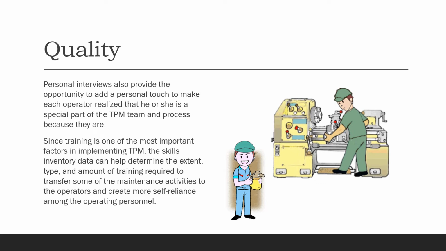Since training is one of the most important factors in implementing TPM, the skills inventory data can help determine the extent, type, and amount of training required to transfer some of the maintenance activities to the operators and create more self-reliance among the operating personnel. So sometimes we have to talk to them directly and make sure that they understand they're important in this TPM strategy.